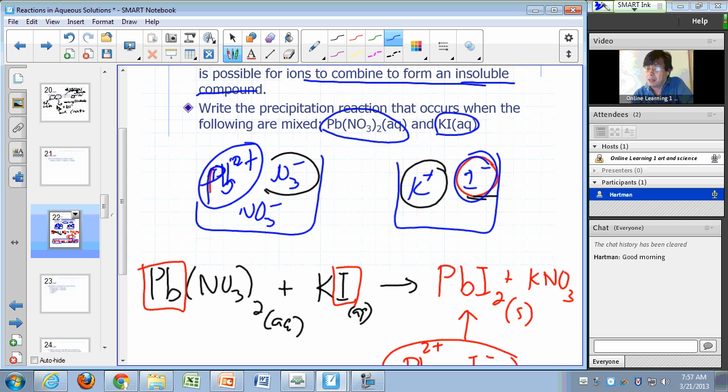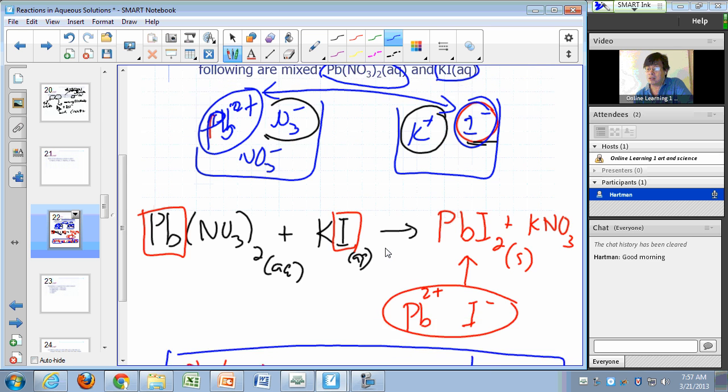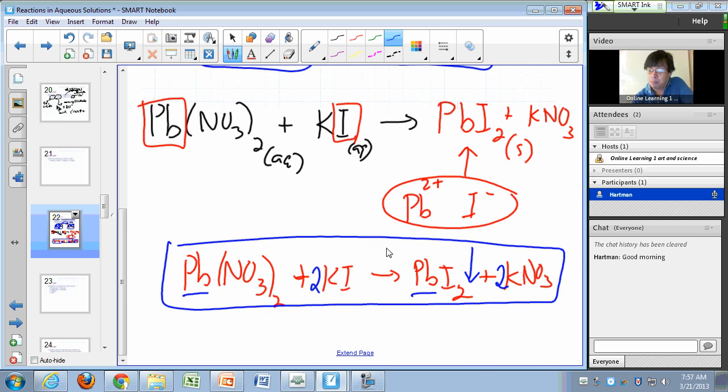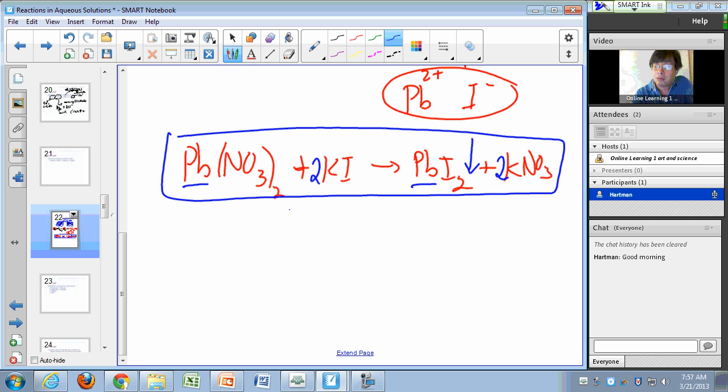The potassium and nitrate, nothing really happened to them. They were just there to begin with, and in the end they're still there floating around in the water. So the only thing that really happened was for potassium ions and lead ions and iodide ions to combine. So it's better to actually represent this. This is what we would call a molecular equation.